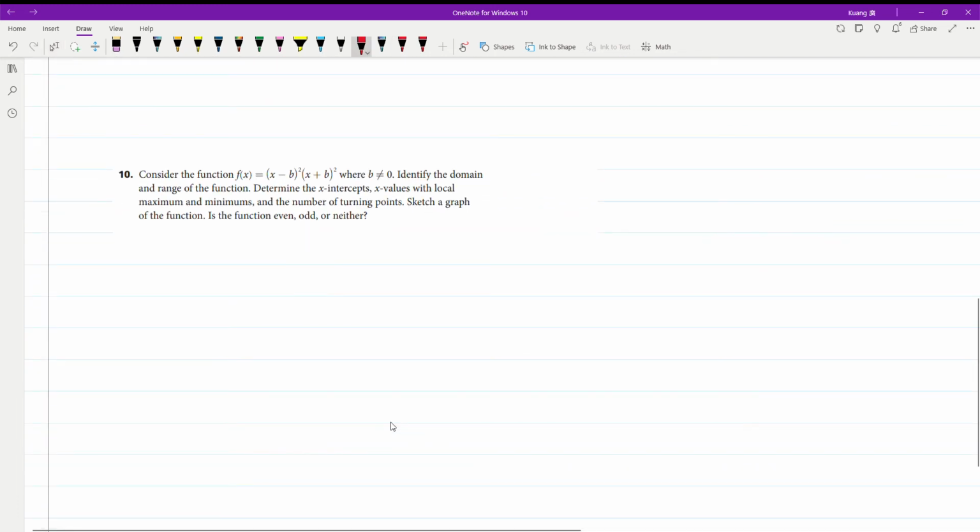Consider the function f(x) = (x - b)^2 (x + b)^2, where x is not equal to 0. Identify the domain and range of the function. Okay. So first I still want to draw the graph, right?